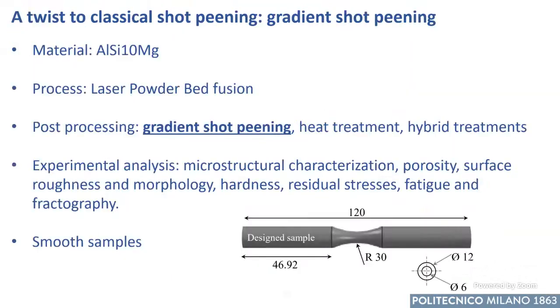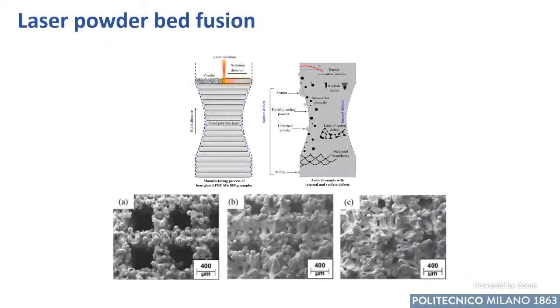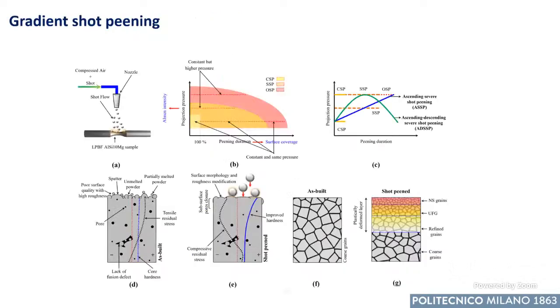And then let me go a bit more in detail on what we call the gradient shot peening. That is a new way to apply shot peening. In this case, so far we have experimented using smooth samples. This is the geometry. The experiments on the notch samples are ongoing. Indeed, the process is the same, the material is the same. In this case, we do not have a severe notch, so the surfaces are more similar with respect to the previous case, but anyway, the initial quality of the surface is bad.